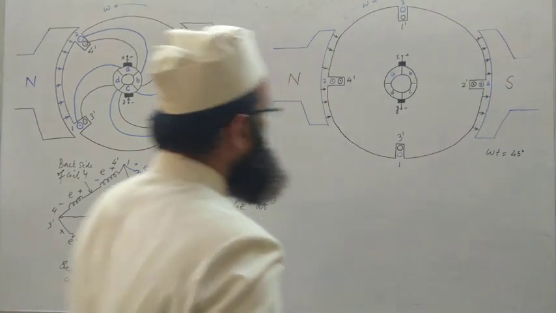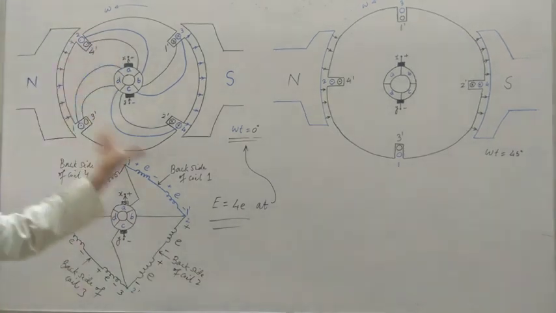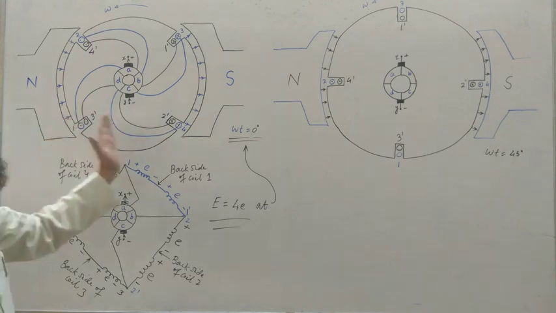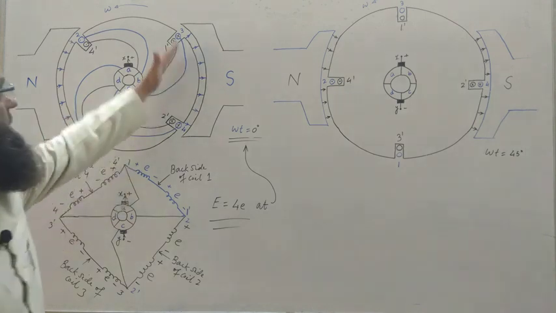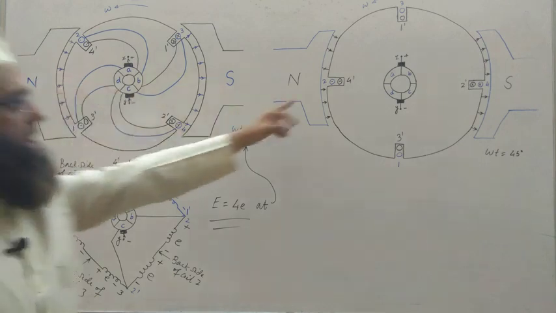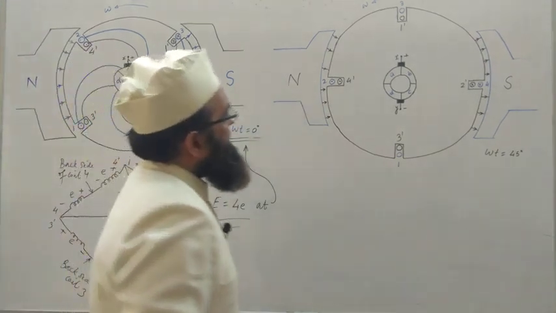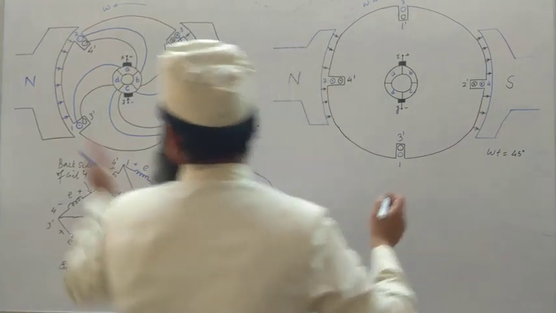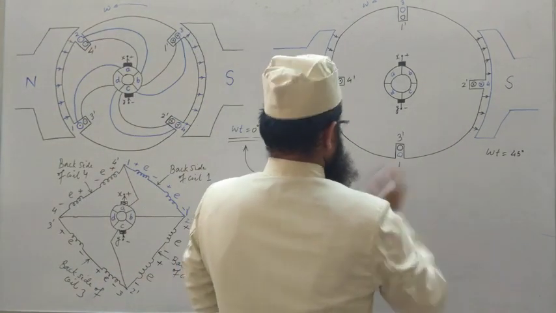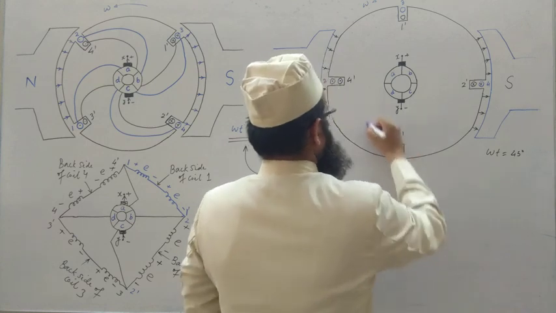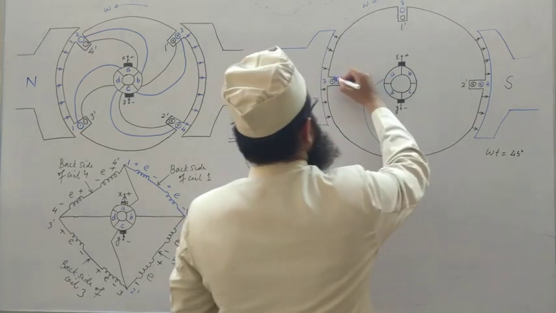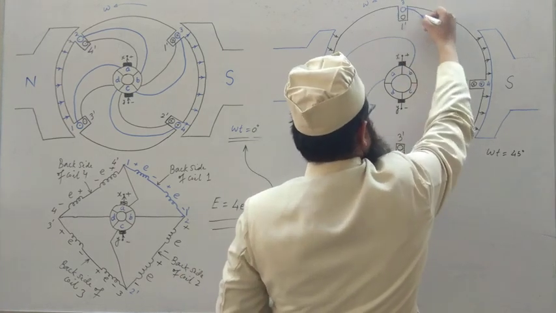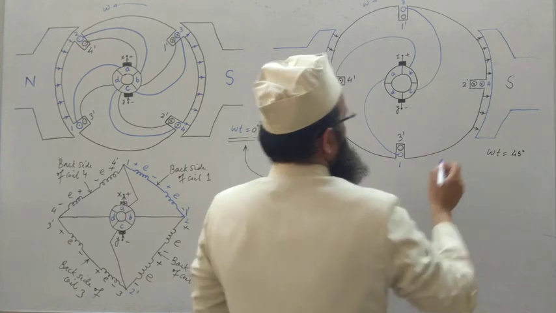At this moment the rotor position is like this. See here, this position has rotated by 45 degree, this also 45 degree, this also 45 degree, this also 45 degree. Make the connections of the coil ends with the commutator segments. So connect one with A, two with B, three with C, and 4 with D.